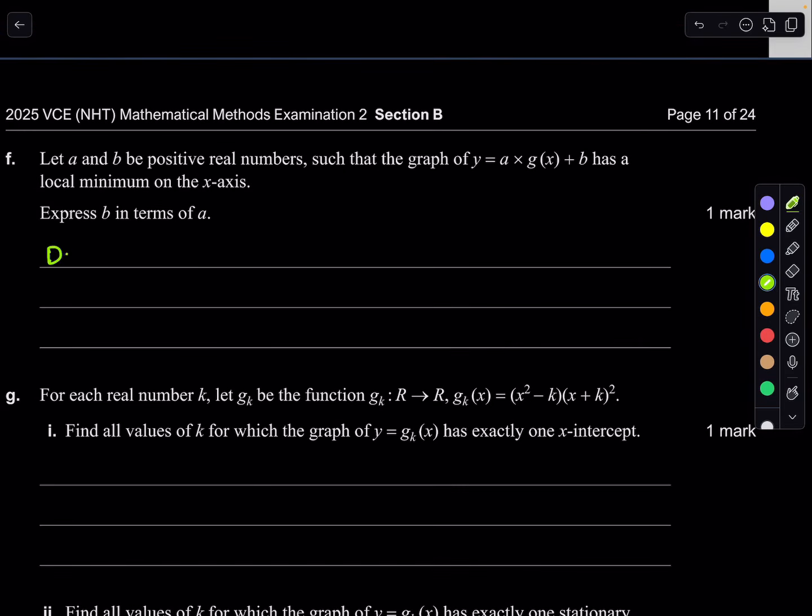So just to develop, dilation. So what they've done is the dilation by a factor of a parallel to the y-axis.